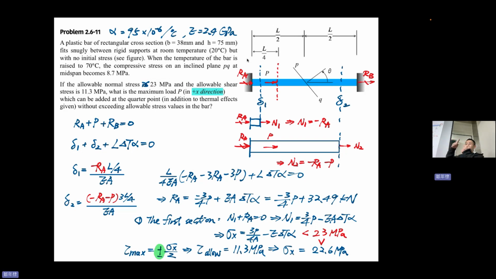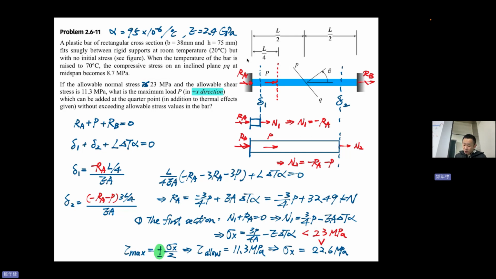will always have the different principal surfaces. So positive or negative, all possible. Okay, so for the first section, we notice that 22.6 megapascal. Okay, so if you can memorize this, we are ready for the next one.